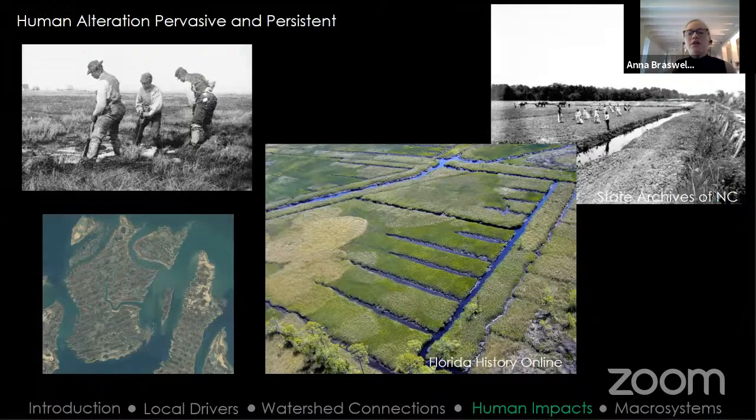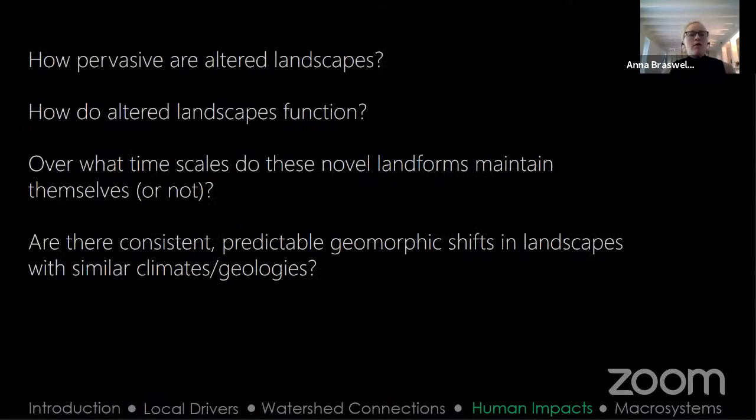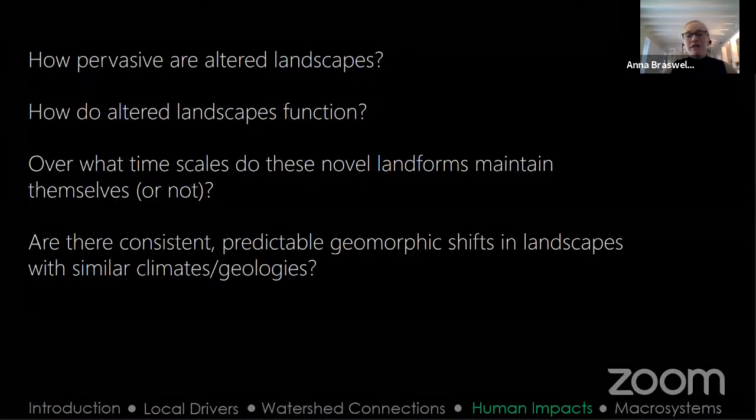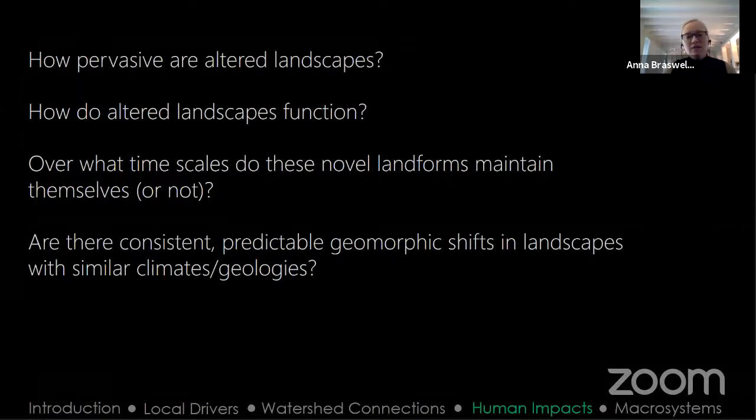So how do we start to understand how these, what we're terming novel landforms, impact the way these systems function and also the ecosystem services they provide? So when thinking about these systems, a ton of questions come up. First of all, how pervasive are these altered landscapes? Where are they? How do they function? Over what timescales do they maintain themselves or not? Are we actually maintaining these novel landforms? And are there consistent and predictable geomorphic shifts in landscapes with similar climate and geology?